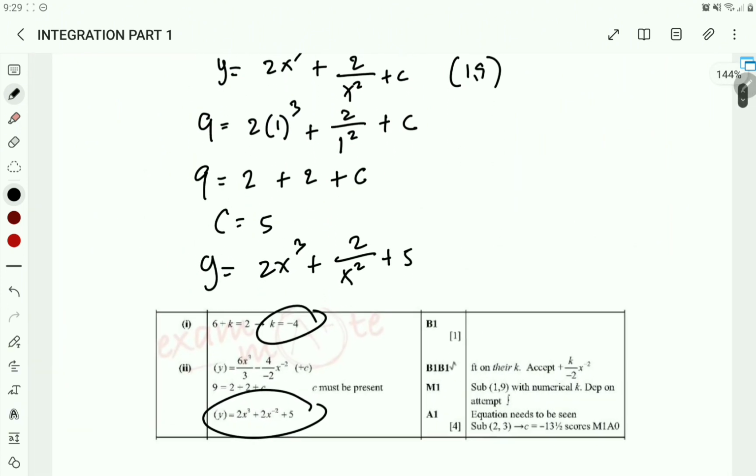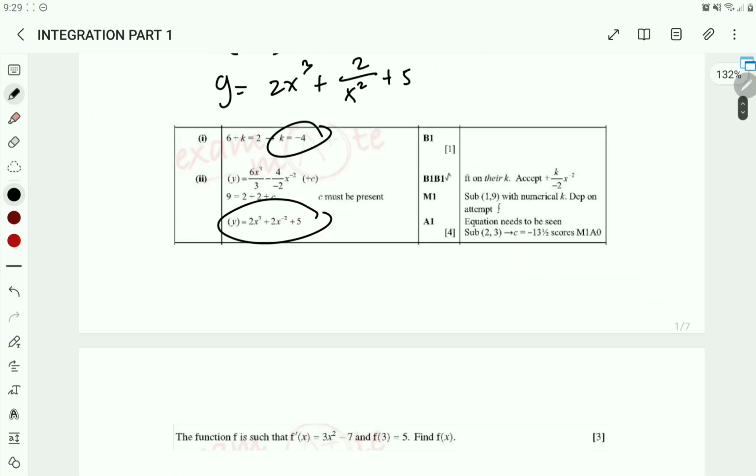Yeah, that's it. All right. So that's our value of k, and then we get 5 marks in this question. Let's proceed to the next example.